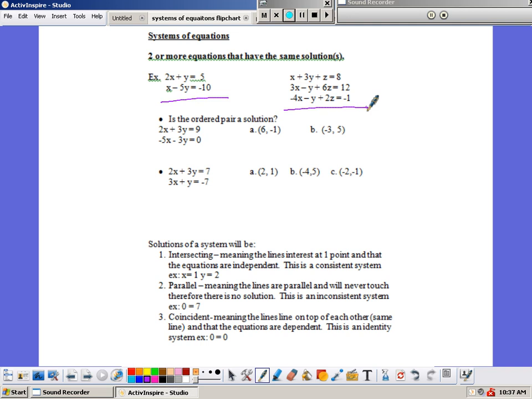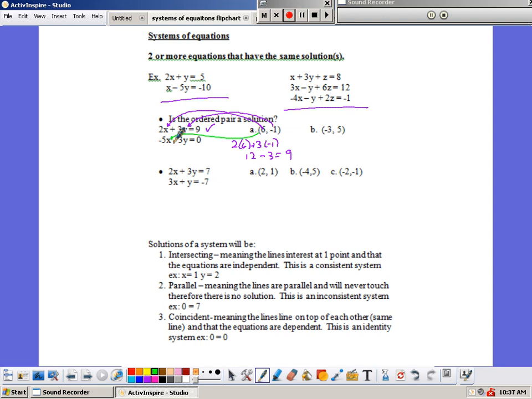Now to start off, we're just going to see if certain things are solutions to the system or not. Since we don't know how to solve the system by hand yet, we're going to plug in 6 for x and negative 1 for y. So 2 times 6 plus 3 times negative 1, 12 minus 3 is 9. Check, it works for that one. Don't get too excited. It has to work for the other equation too for it to be a solution to the system.